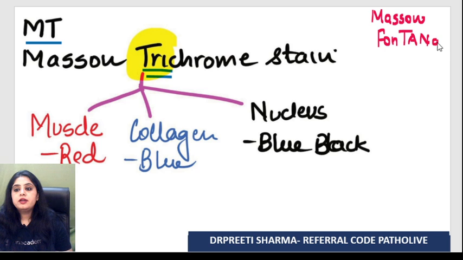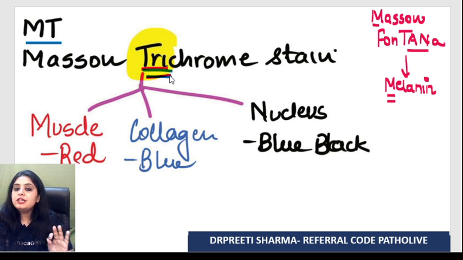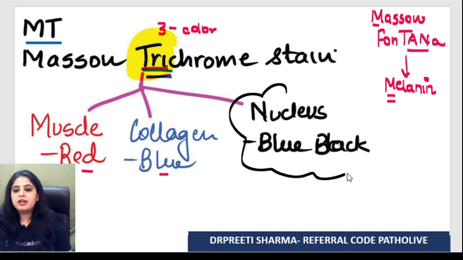And I told you M for M, Mason, and tan. Tan means related to tanning of skin, right? So Mason Fontana is a stain for melanin, whereas Mason trichrome is a 3-color stain. See, tri means 3, chrome means color. It's a 3-color stain of red, blue and blue-black. So blue-black is the nucleus. Usually nucleus of everything is blue-black, right? So let's keep the nucleus as blue-black.